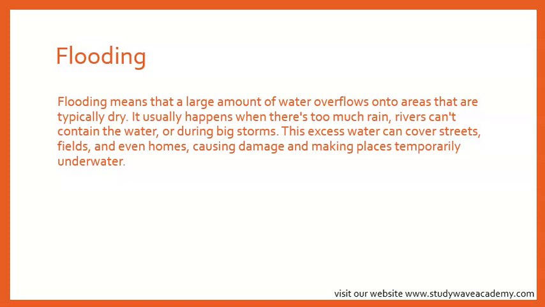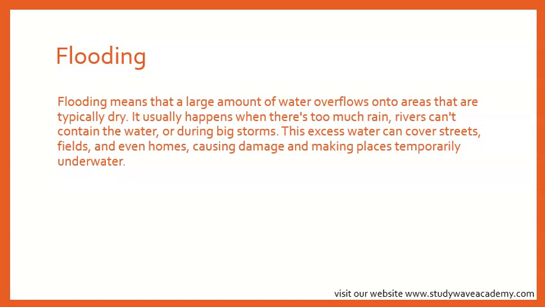Flooding means that a large amount of water overflows over areas that are typically dry. It usually happens when there's too much rain, rivers can't contain the water, or during big storms. This excess water can cover streets, fields, and even homes, causing damage and making places temporarily underwater. Okay, do we understand?